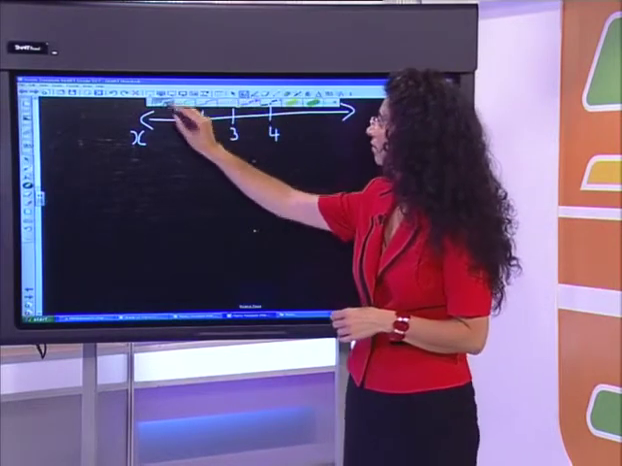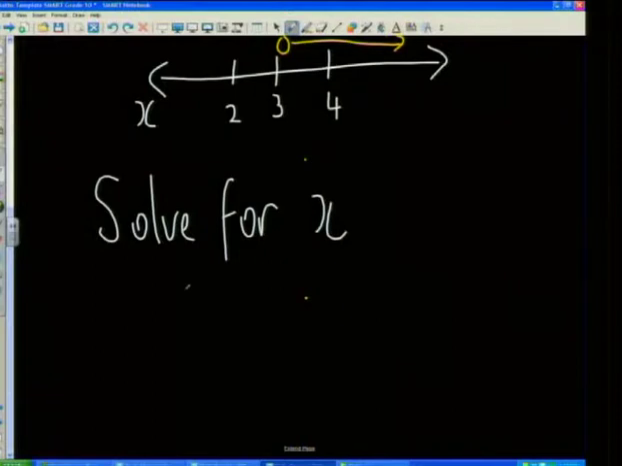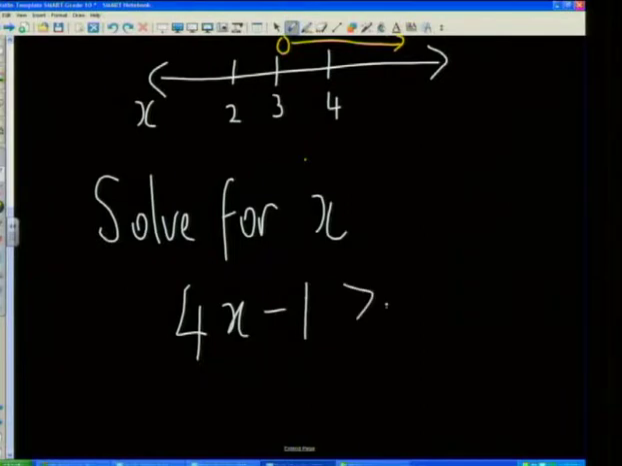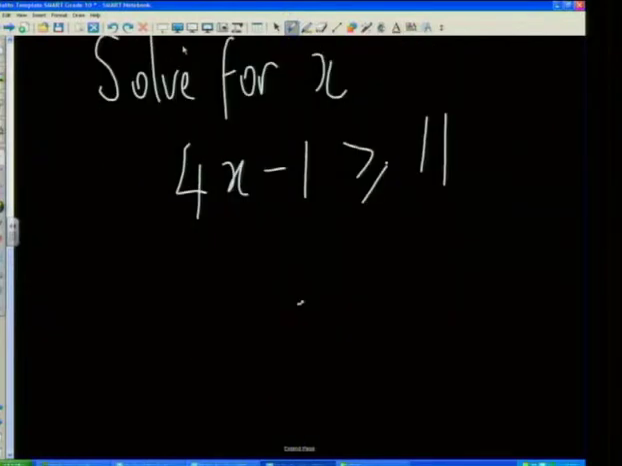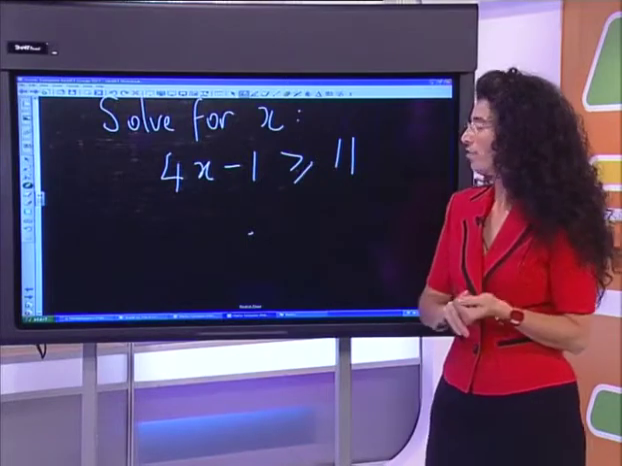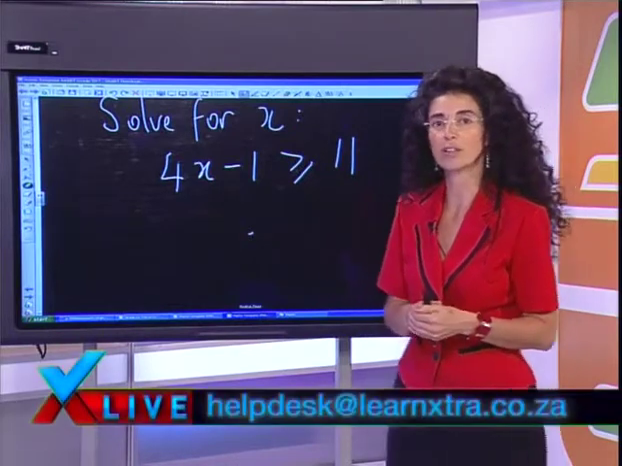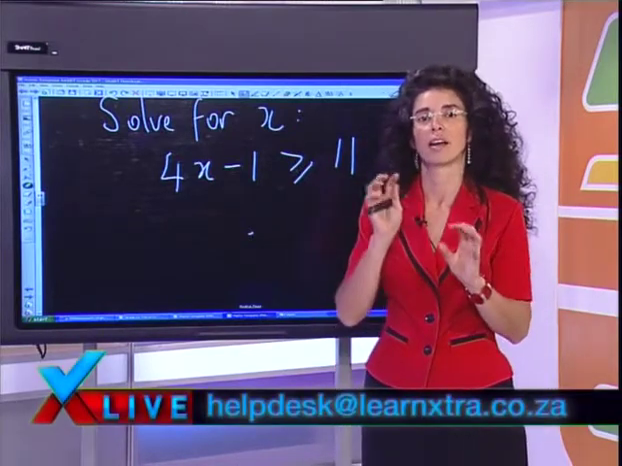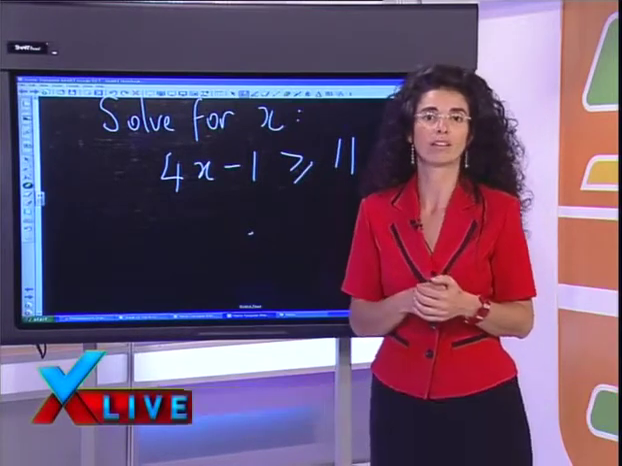So if we had: solve for x in the inequality 4x minus 1 is greater than or equal to 11, then how would we go about solving for x? Well, the first thing that we did when we solved an equation, because that's the only other scenario that we've dealt with before, is that we would extract the variable on one side, the left or the right of the equation.